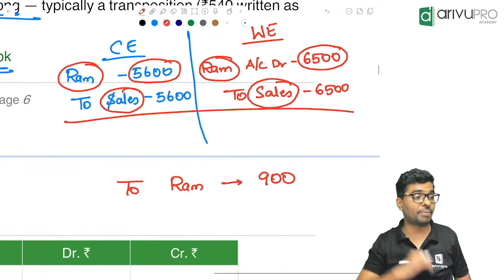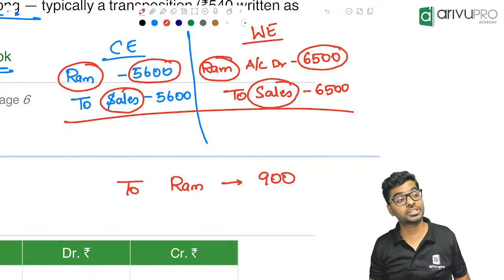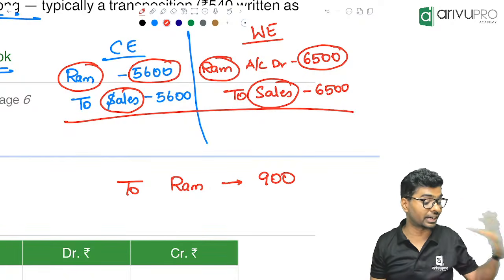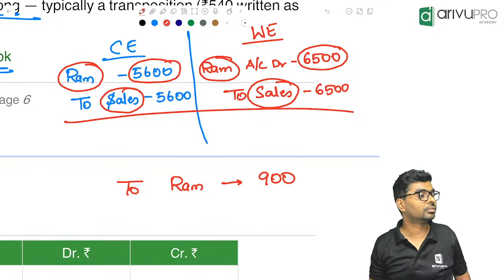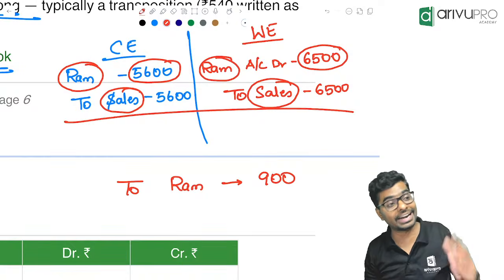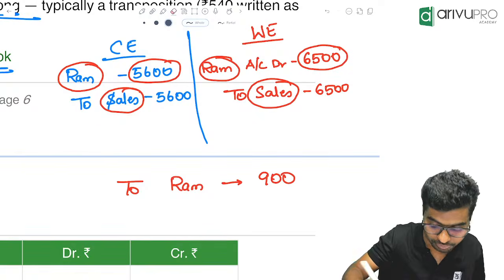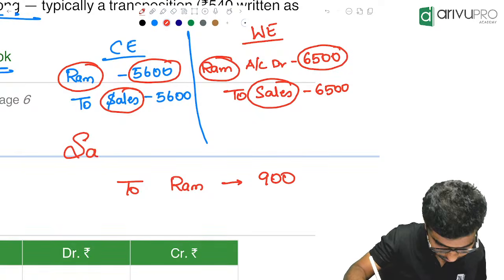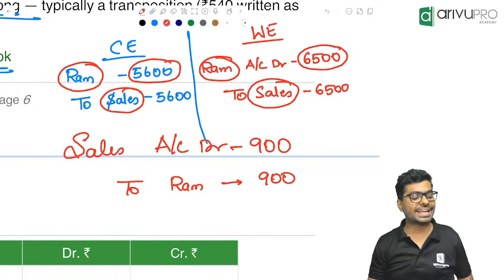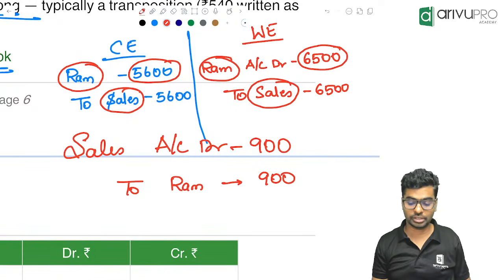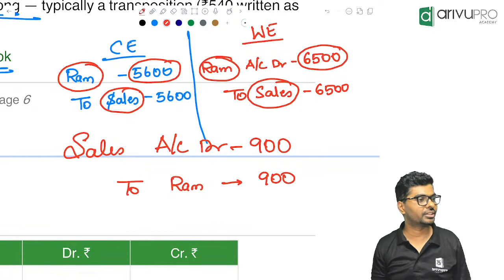Now tell me what will happen in the credit. Sales, you should have credited 5,600. You have credited how much? How much extra did you credit? 900 excess credit. What will you do? How do you cancel? By debiting. Sales account debited to Ram 900. That's all, your rectification entry.